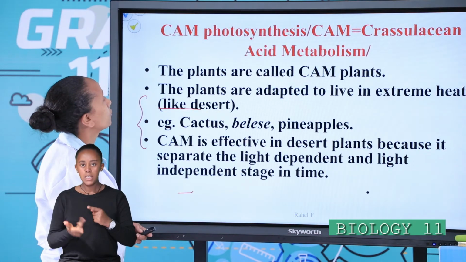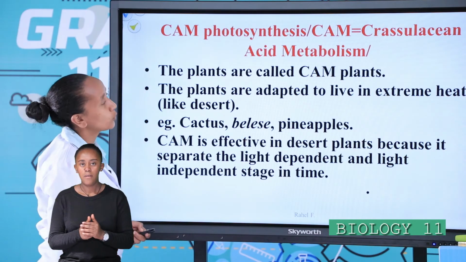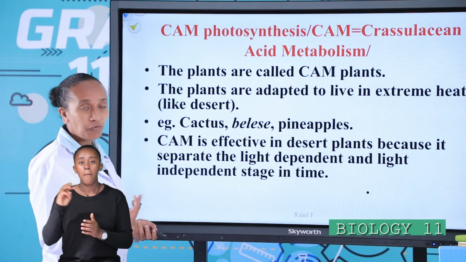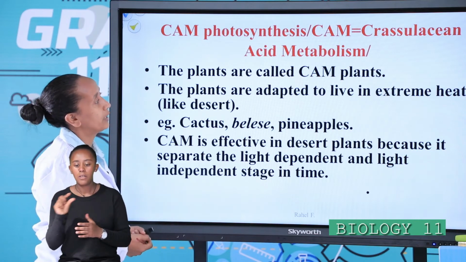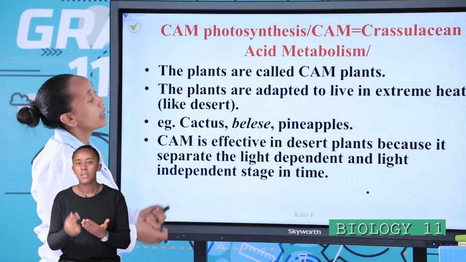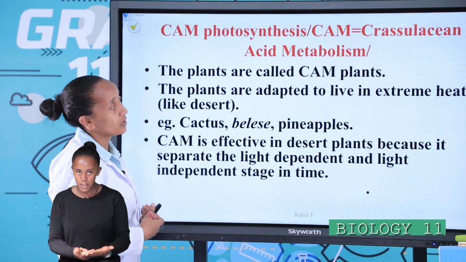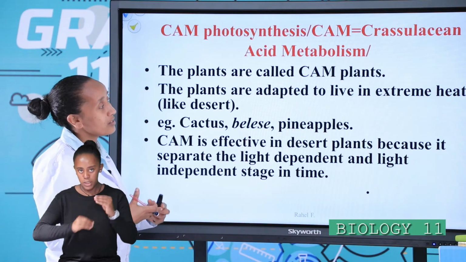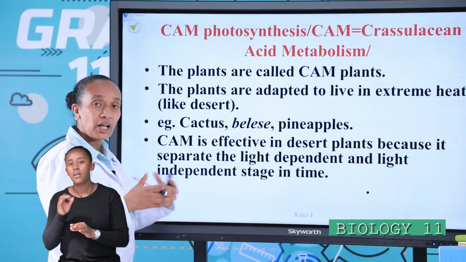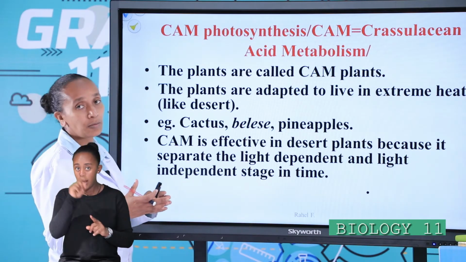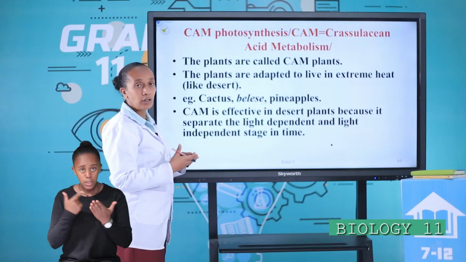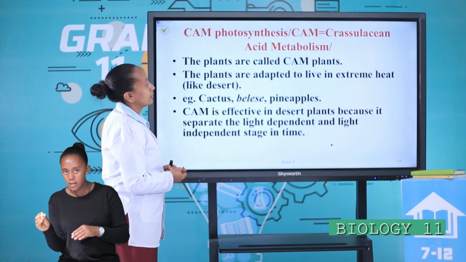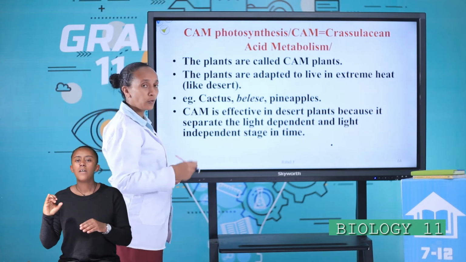The third type is CAM photosynthesis, or Crassulacean acid metabolism. Crassulacean is the name for a group of plants that undergo this type of photosynthesis, and CAM photosynthesis is similar to some extent to C4 photosynthesis. But what we can see here is that instead of a spatial difference in the Calvin cycle and carbon dioxide fixation, these plants show a temporal difference, or they undergo the Calvin cycle and carbon dioxide fixation at different times of the day.